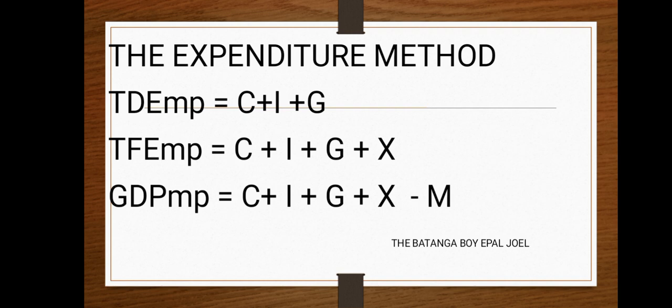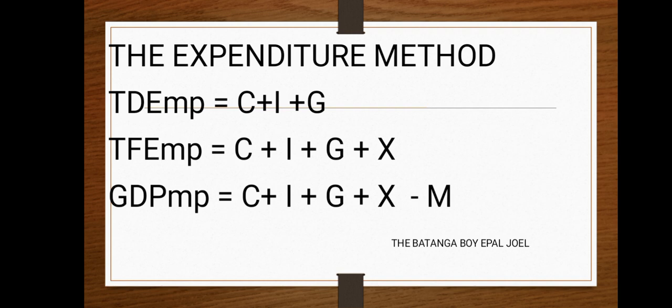So for consumption, this is the expenditure made by consumers. For investment, it is all expenses made by firms, expenses on investment. Then G stands for government expenditure. All expenditures made by the government within a given period of 1 year. So if we move on to calculate the total final expenditure at market prices, we take consumption plus investment plus government expenditure plus the value of exports. Now for gross domestic product at market prices, it is consumption plus investment plus government expenditure plus export minus import.